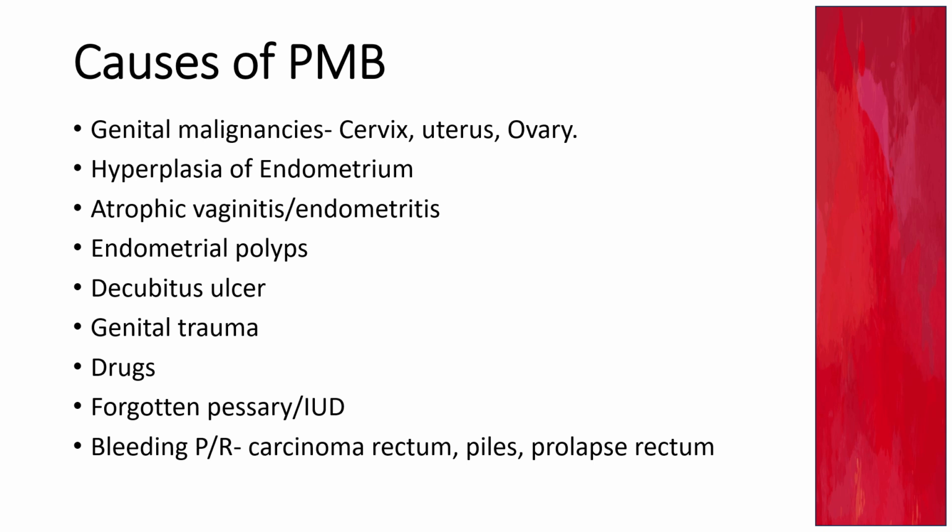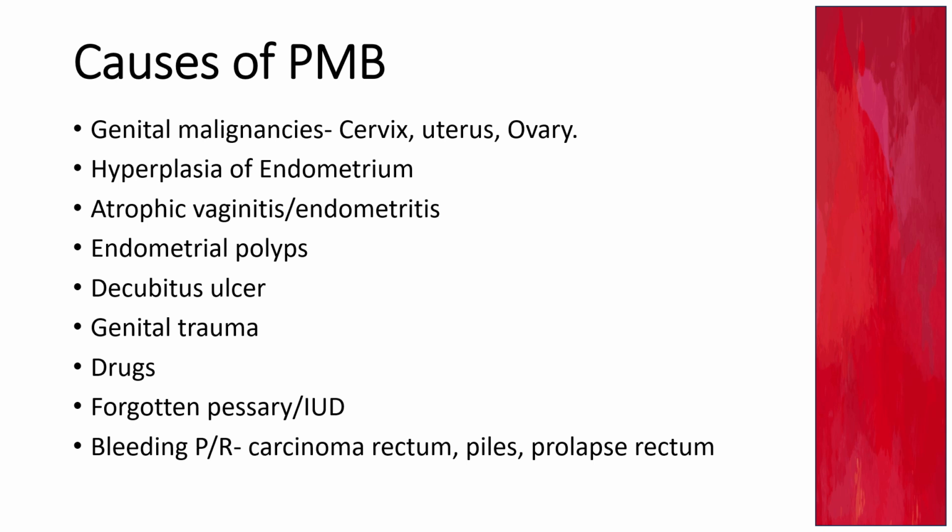1 to 3% of the women may have hyperplasia of the endometrium. So when evaluating the woman, the most important thing is to exclude malignancy and hyperplasia of the endometrium. The most common cause of postmenopausal bleeding, about 70 to 80%, is atrophic vaginitis or endometritis due to lack of estrogen in the menopausal woman.